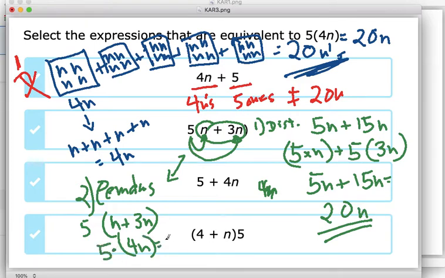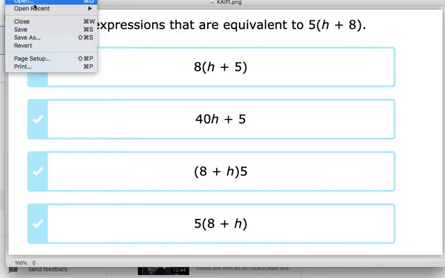4n times 5 equals 20n. That is exactly the same as what you had over here. So this one works. We are happy. I'm going to close out of this. It's getting super messy. Don't save. Let's reopen it up.